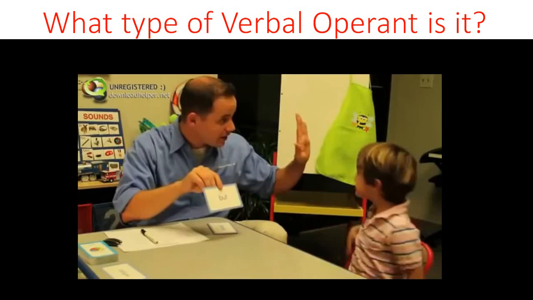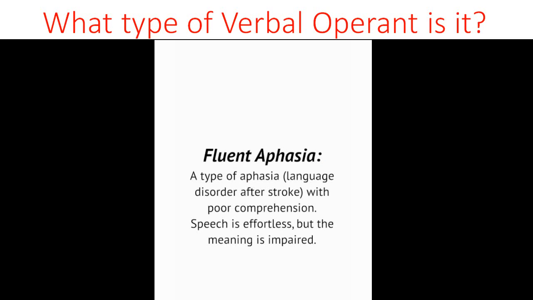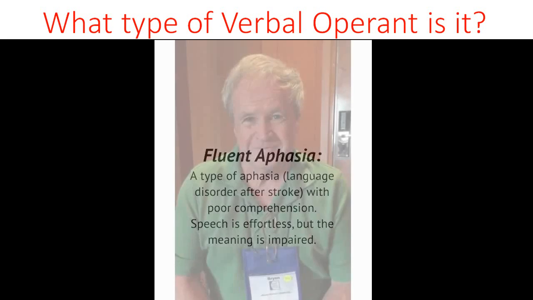What about this one? A good example of how verbal operants are more intertwined in a verbally competent child in practice. And lastly, this is a tricky one, but try to guess what is going on in this case.